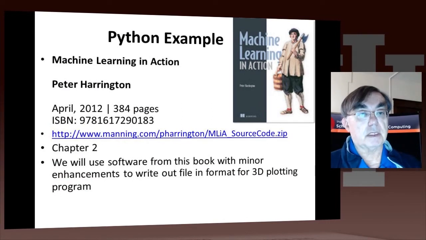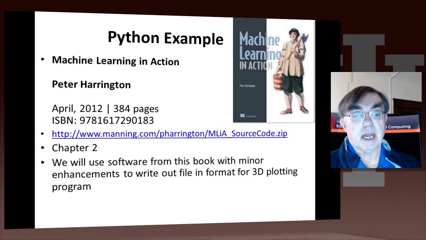So in this lesson, we're going to introduce some Python code to describe an algorithm. This code is found online as part of a good book on machine learning called Machine Learning in Action by Peter Harrington by Manning. And that you'll find at this URL here. And we're going to go to chapter 2, and we'll use the software in this book with some minor enhancements. And in particular, those will allow us to change the format of one of the files so you use it in a three-dimensional plotting program.